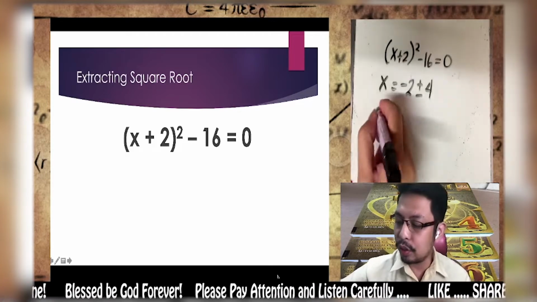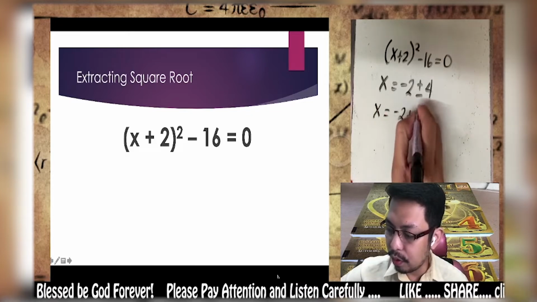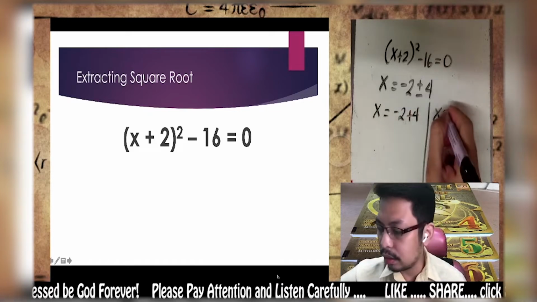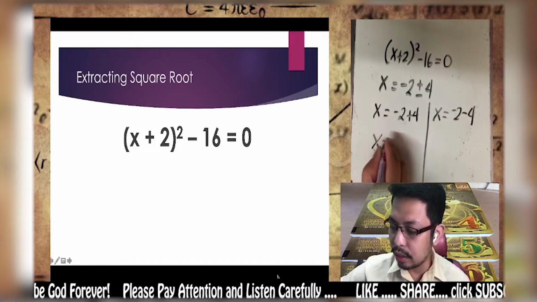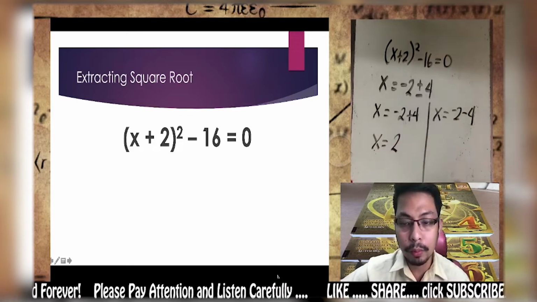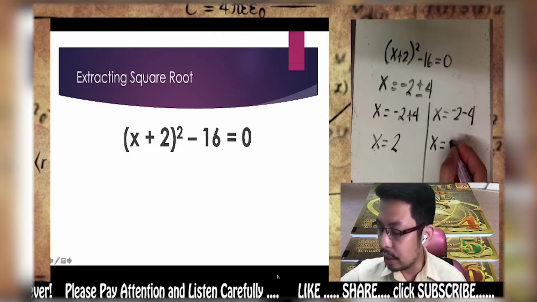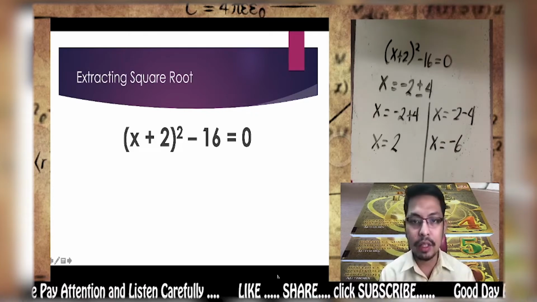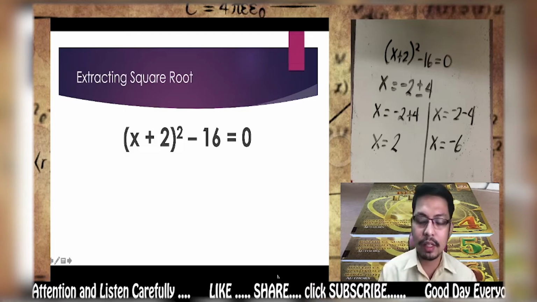We have two equations here. x is equal to negative 2 plus 4, and the other one is x is equal to negative 2 minus 4. So x is equal to negative 2 plus 4, which is positive 2, and then x is equal to negative 2 minus 4, which is negative 6. So the answer is x is equal to 2 or x is equal to negative 6.